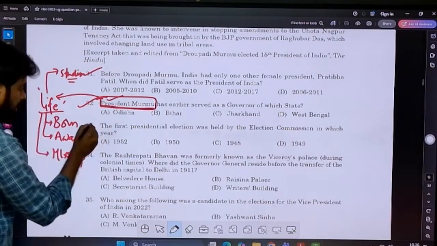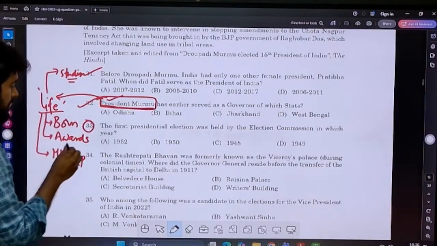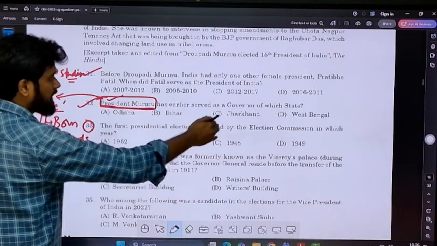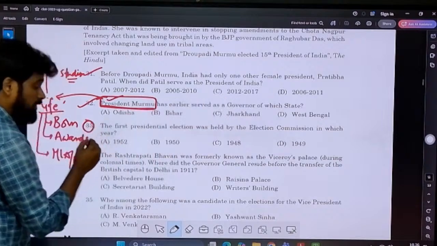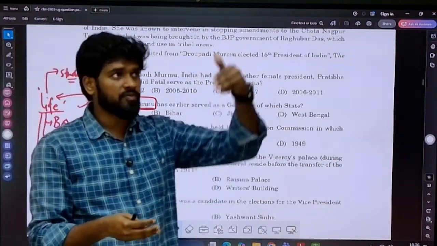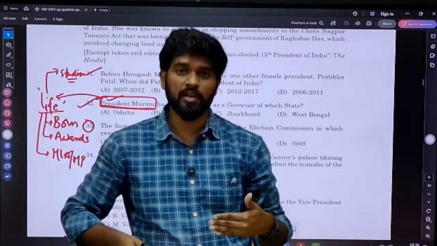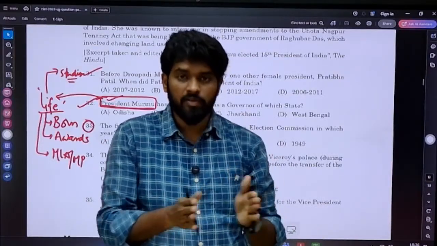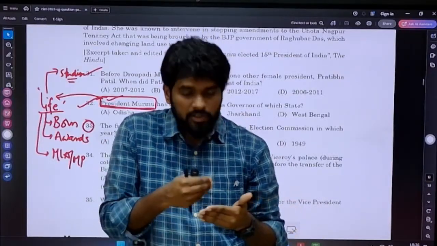Okay, the second thing. Let's see the next question, the third question. The first presidential election was held by the Election Commission in which year? I told you about the tenure: the first president, Dr. Rajendra Prasad. He was the longest serving president. So you need to know that.